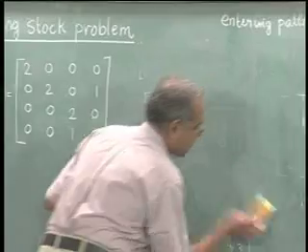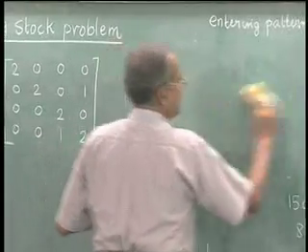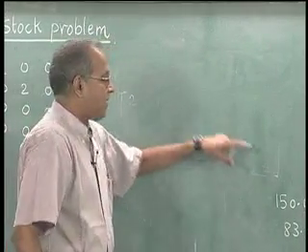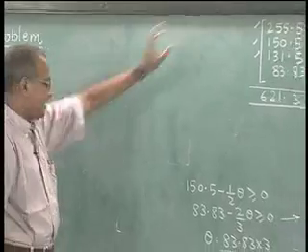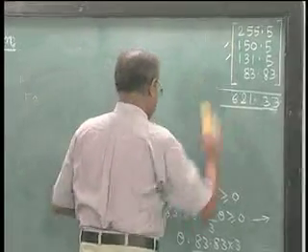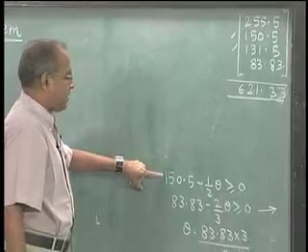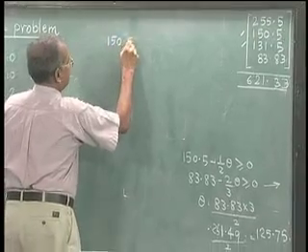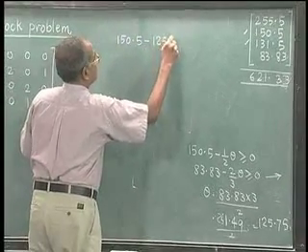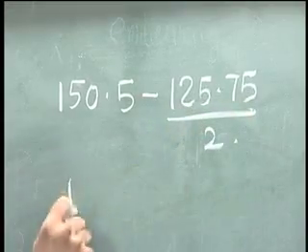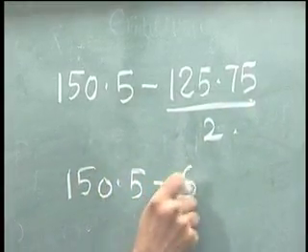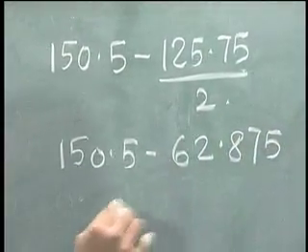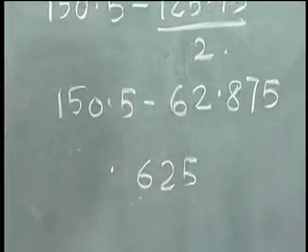Now, we need to find out the solution corresponding to this basis. 255.5 minus 0 theta, so no change happens to this. This is 150.5 minus half theta, so we have to compute this. So, this is 150.5 minus 125.75 divided by 2. So, 150.5 minus 62.875. So, this is 87.625.